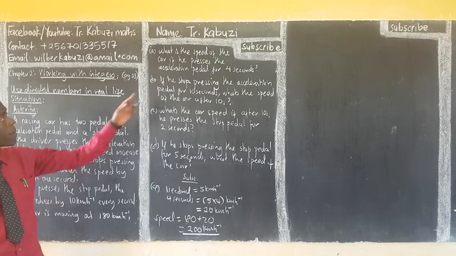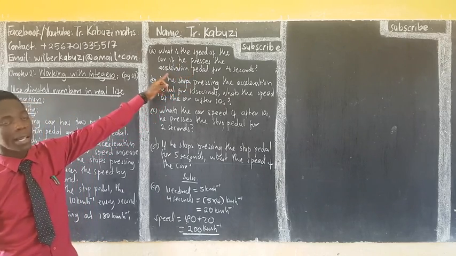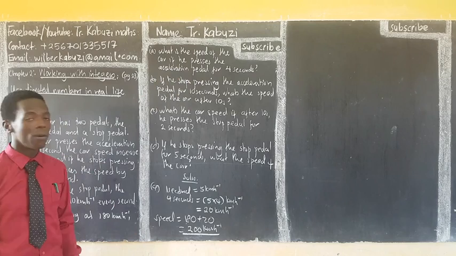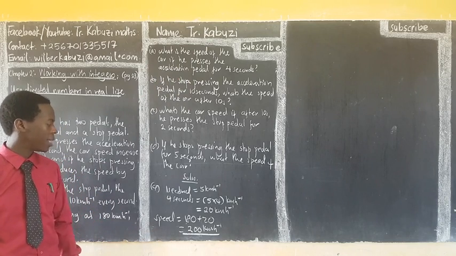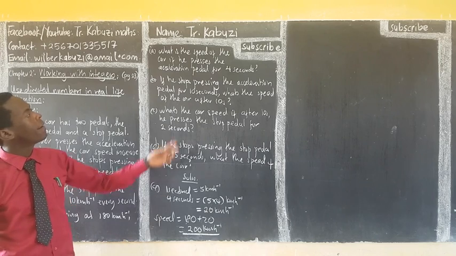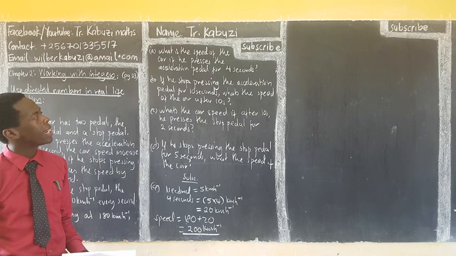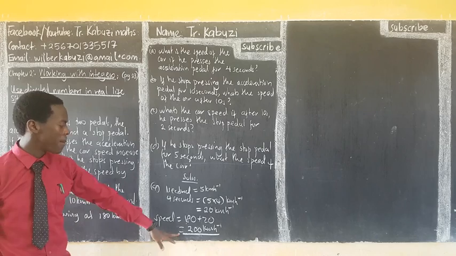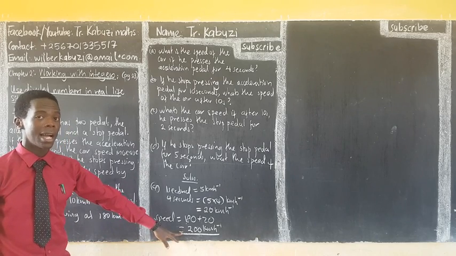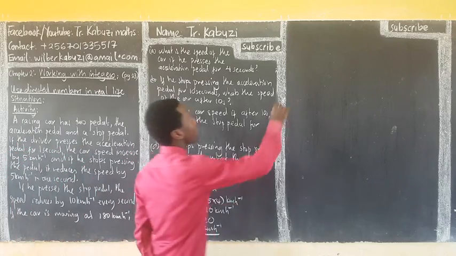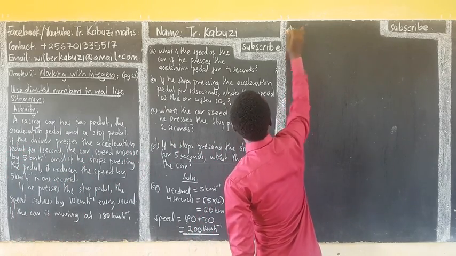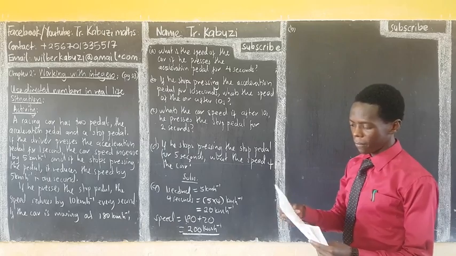If it presses the acceleration pedal for 4 seconds, that's the speed of the car. If it stops pressing the acceleration pedal for 10 seconds, what's the speed of the car? Now remember, this is the speed we are at now. So they are going to use the idea from group C.